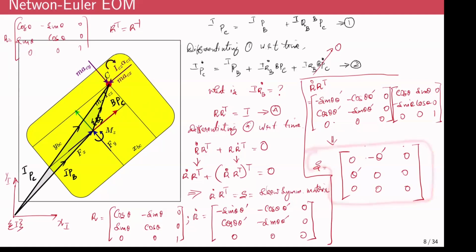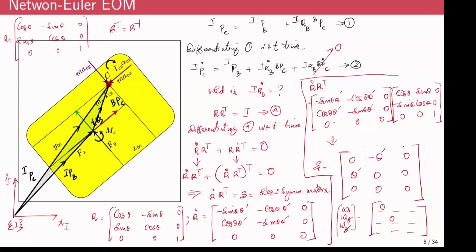So in a general sense, if the rotation occurs in 3 dimensions, you will have an angular velocity vector with omega x, omega y, and omega z. And the skew-symmetric matrix would look something like this. All the diagonal elements of a skew-symmetric matrix are going to be 0. Then the remaining elements would look something like this: minus omega z, omega y, omega z, minus omega x, minus omega y, omega x.